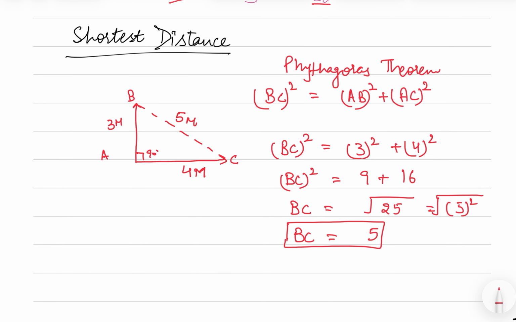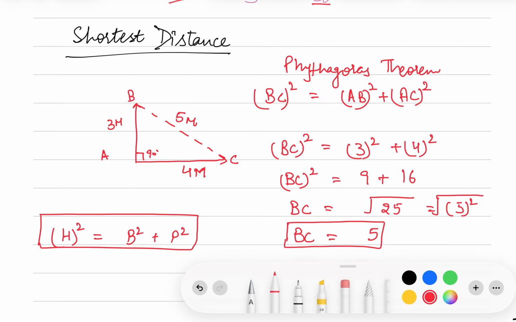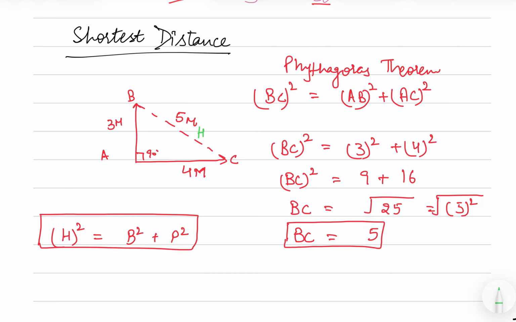So the Pythagoras theorem is: hypotenuse square is equal to the square of base plus the square of perpendicular. Hypotenuse is the side opposite to the right angle. We have base and we have perpendicular.